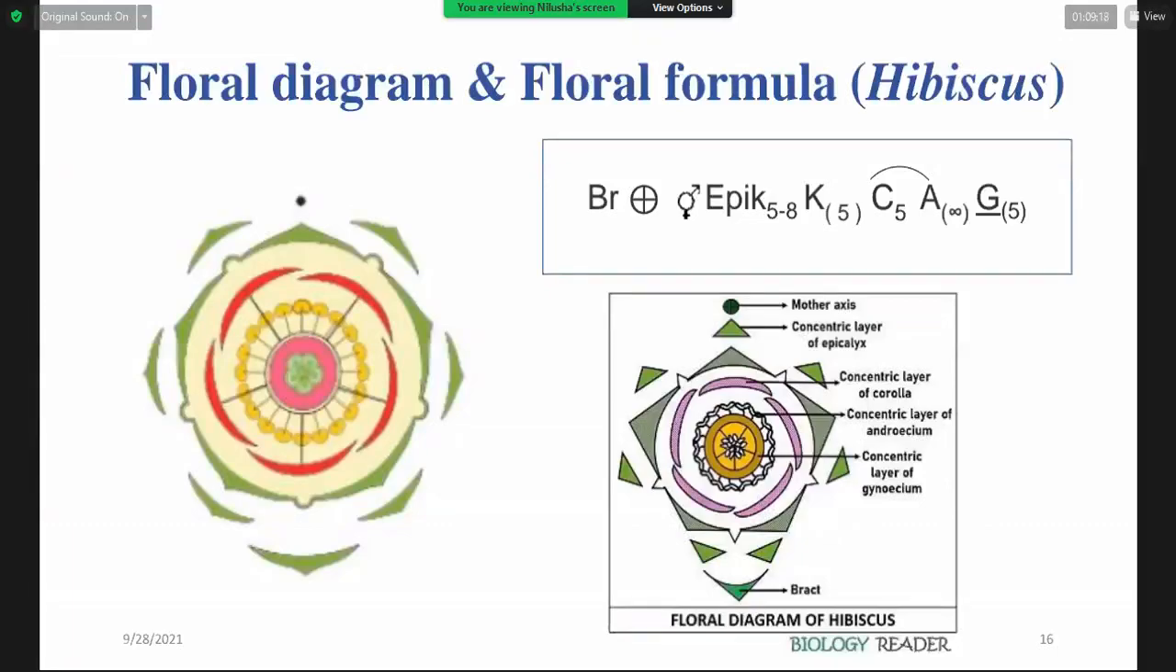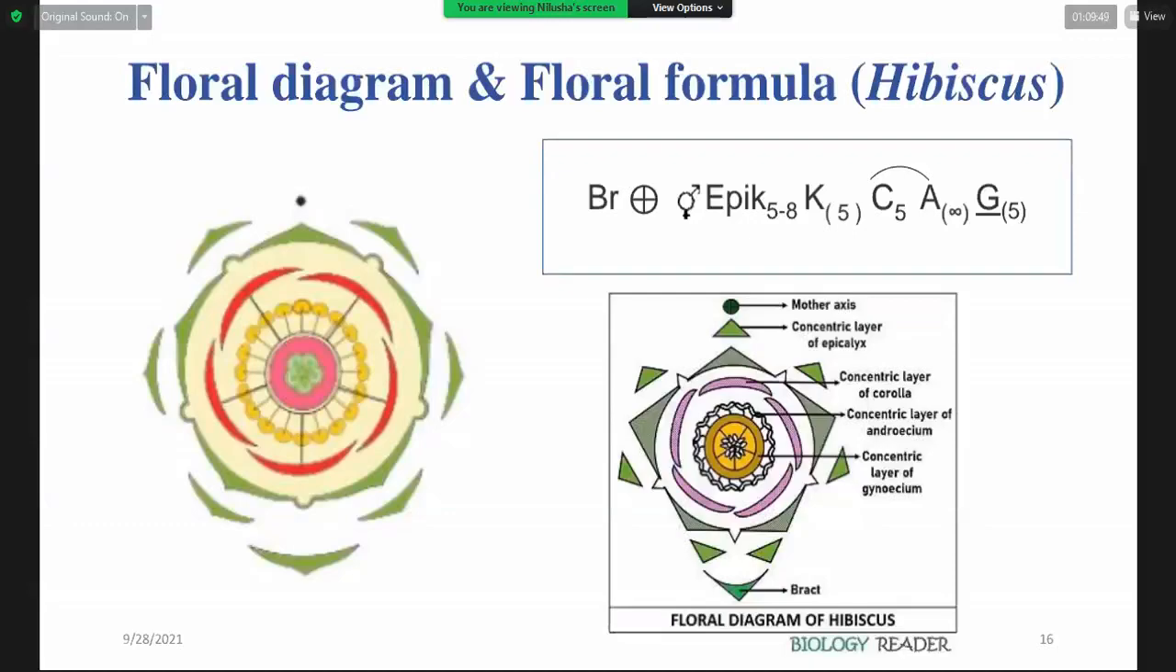Next, the sepals are in fused condition, so we write 5. Next one is the corolla. Here in this diagram, you can see the corolla is formed by the 5 petals, which are not in fused condition.